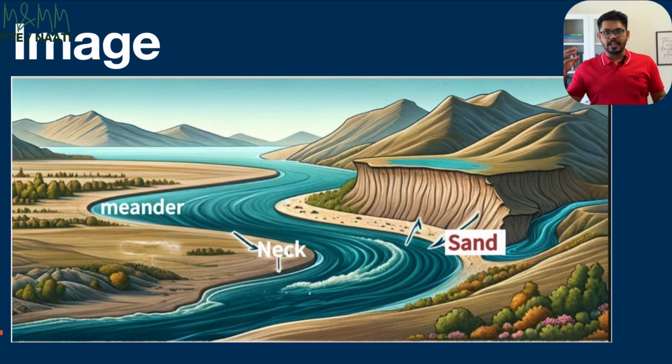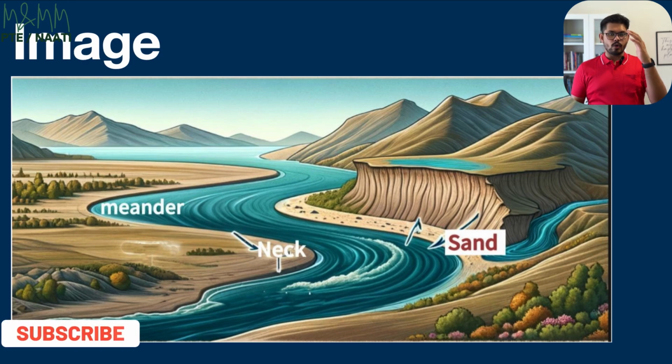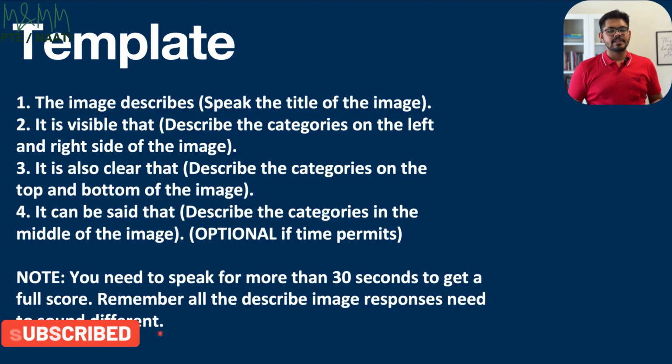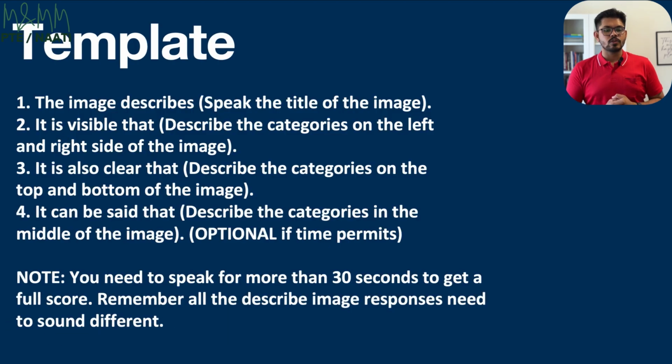Left side of the image, right side of the image, top of the image, bottom of the image, middle of the image, right? Now let's say, for example, in the template it says it is also clear that describe the categories on the top and the bottom of the image, but accidentally you say it is also clear that something is on the left and something is on the right. You've interchanged the sequence. Does that matter?